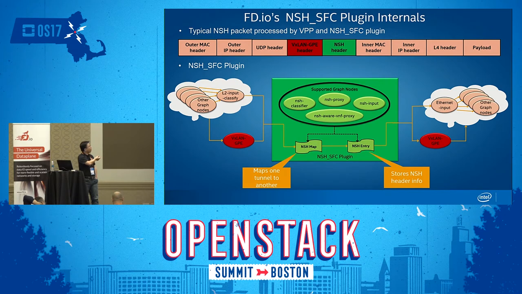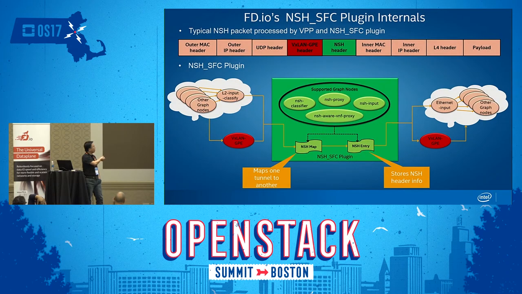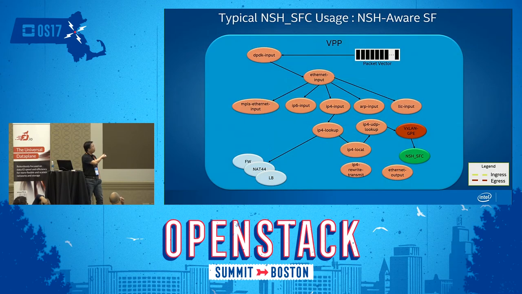Those two blocks here are legacy native VPP graph nodes, which manipulate the layer two, layer three, layer four headers. So let's take an example. If I want the NSH-SFC to act as classifier, the original frame comes in, and the VPP graph node does typical layer two, layer three, layer four packet processing. Once it needs to send the packet through the service chain, the packet goes to the NSH-SFC, which adds the NSH header before the original frame, then forwards to the VXLAN GPE graph node to add the VXLAN GPE header, then transmits to the wire.